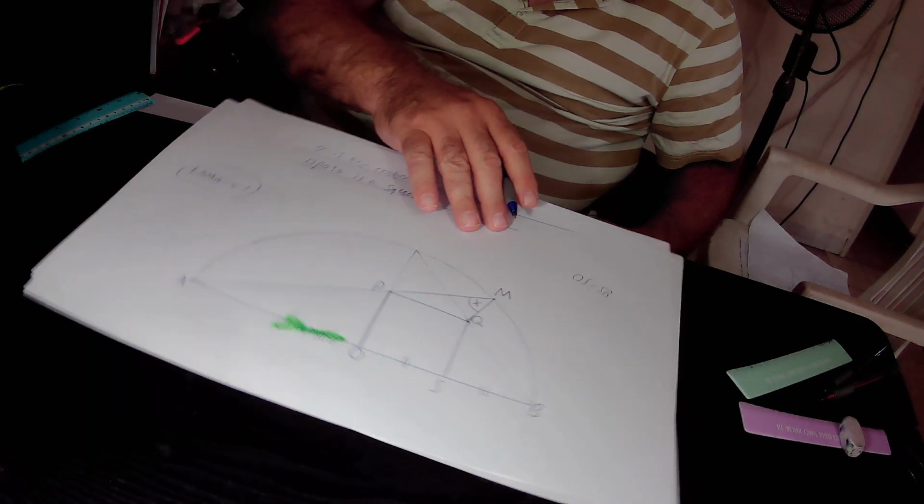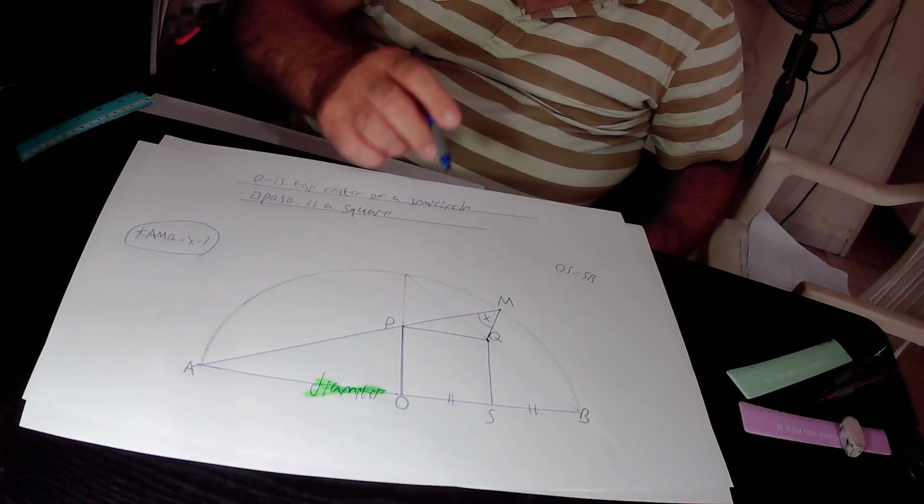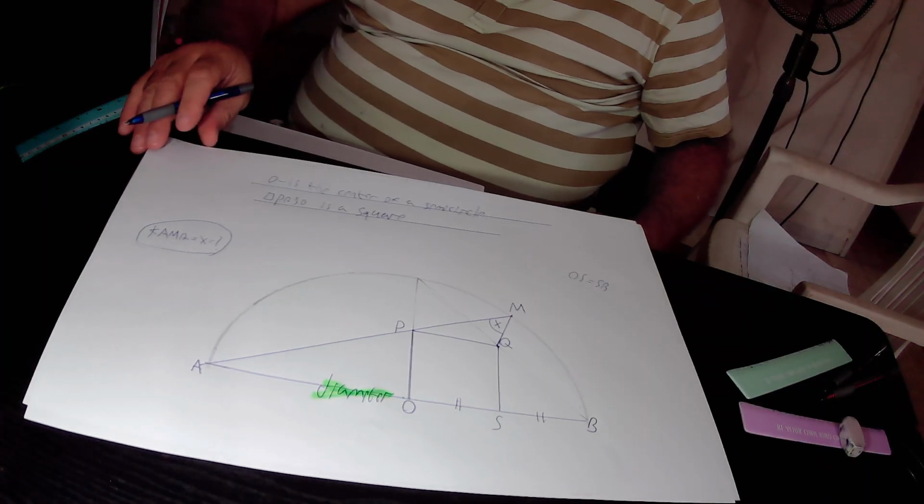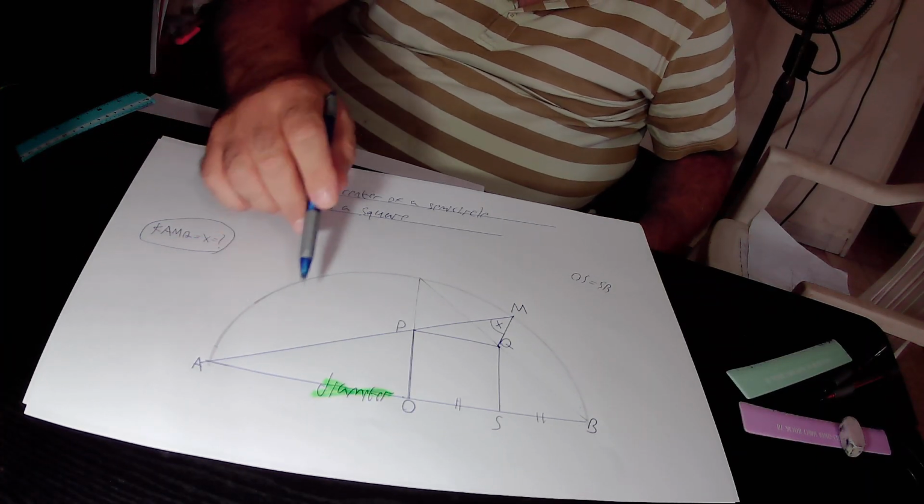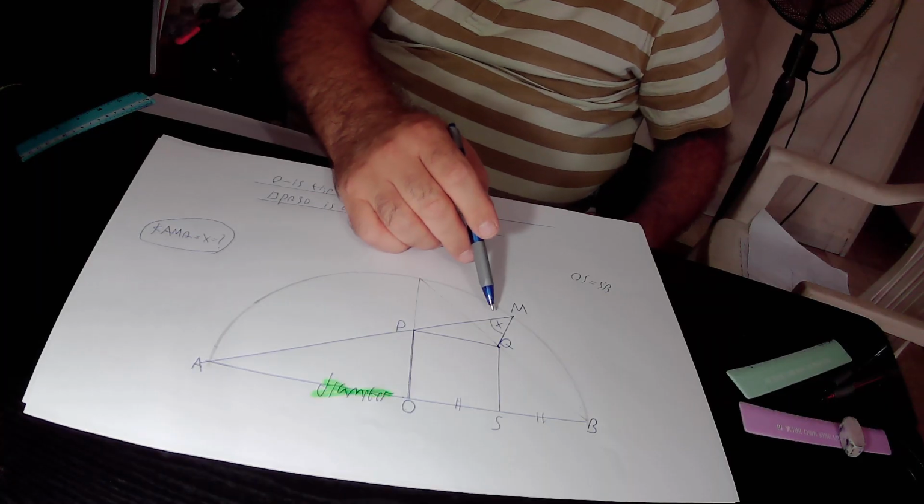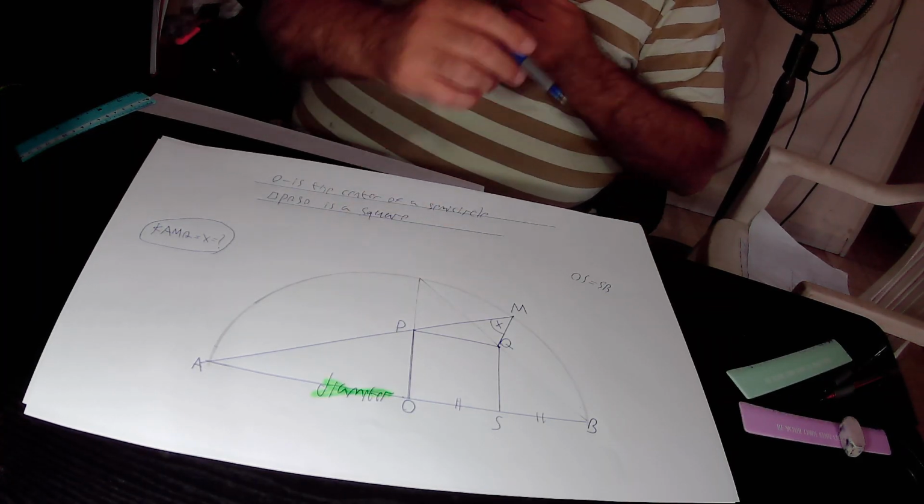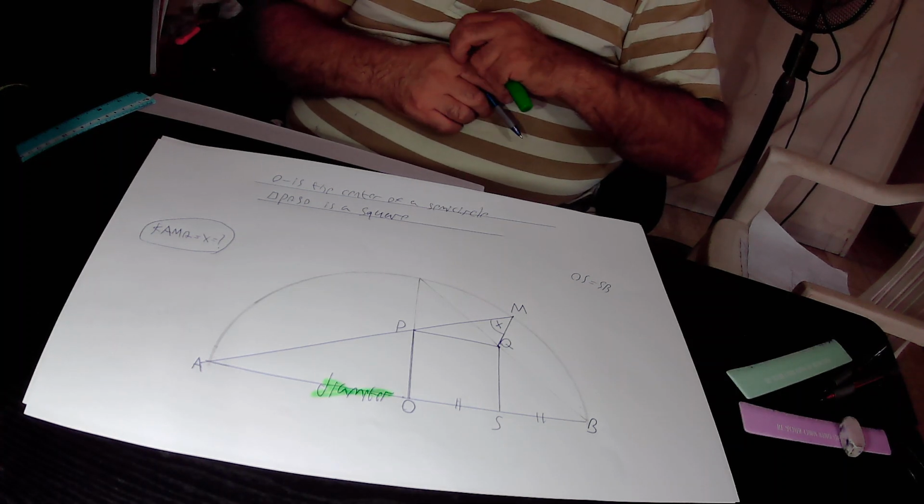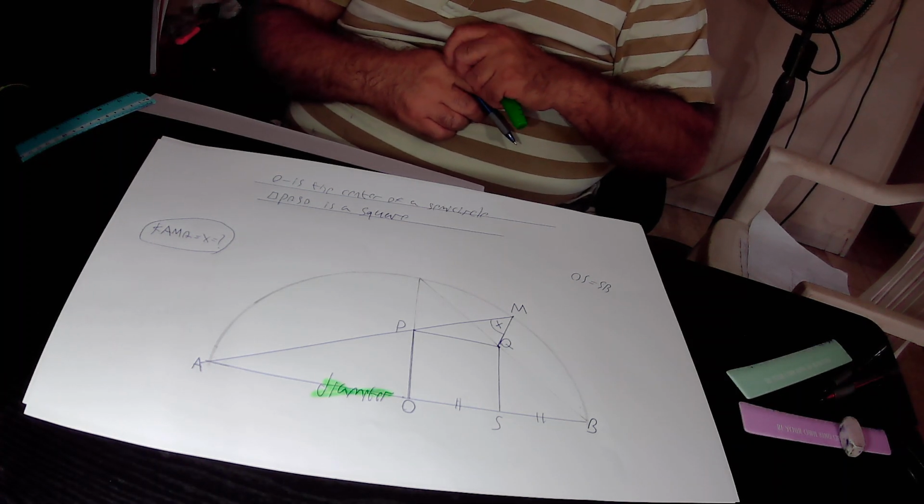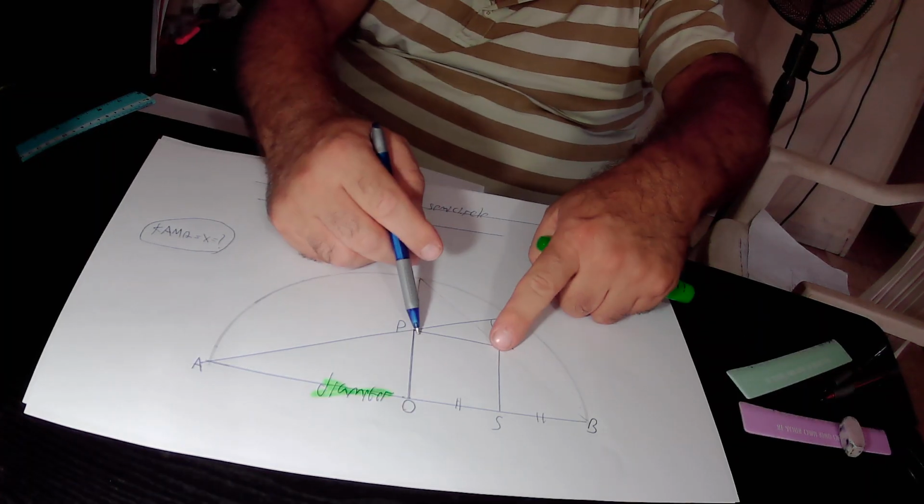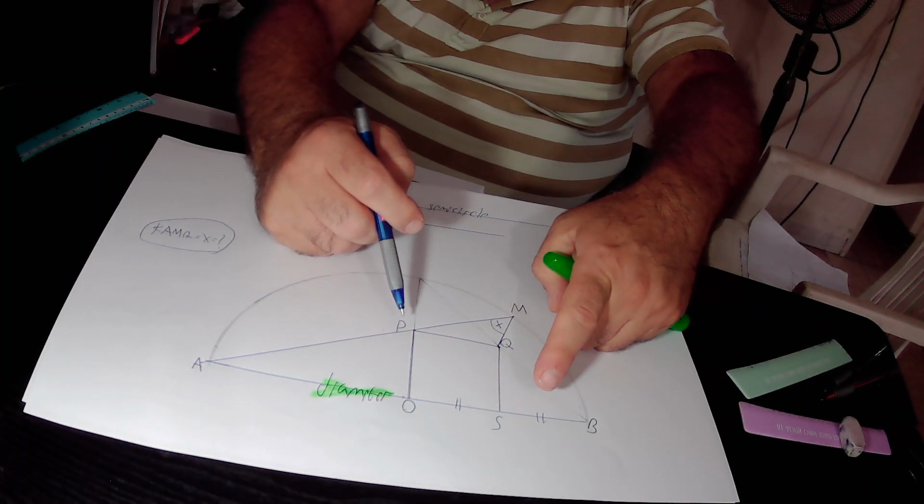Inside this semicircle, we have this square PQSO. Again, our task is to find the size of angle AQO, which equals x. We have to find the value of angle x. First of all, we know that all the angles inside the square are right angles. So those four angles are all right angles in square PQSO.